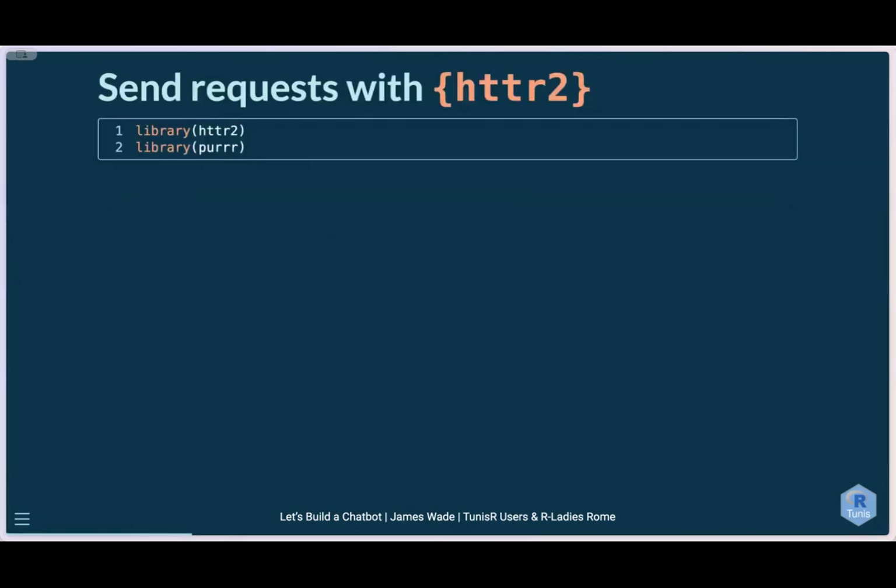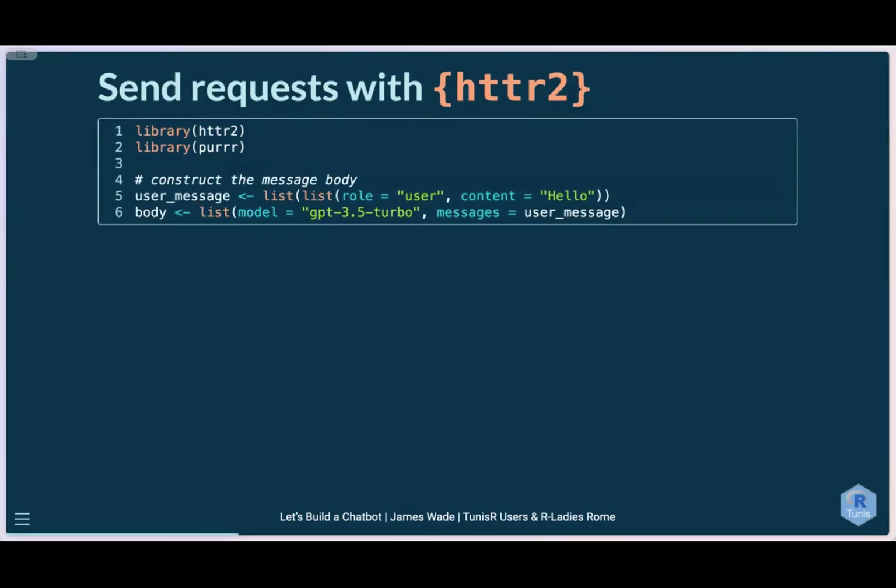Okay, so let's get into the actual R code that we have here. We're going to be using two packages for this, httr2, as I mentioned, and then purrr. purrr is part of the tidyverse framework, and we'll be using this to clean up some of the responses that we have from the httr2 response.